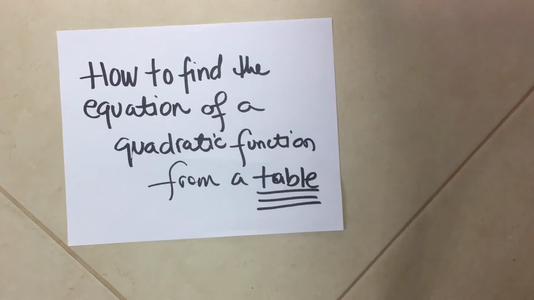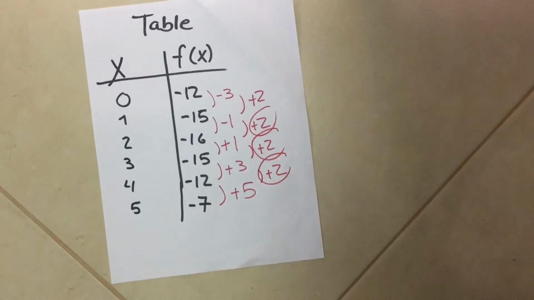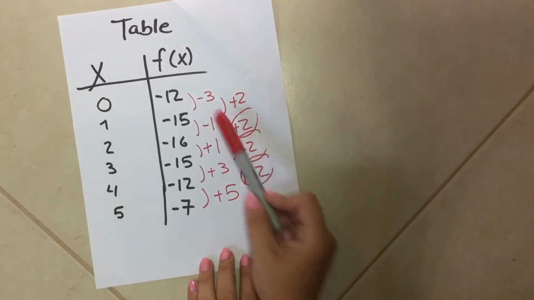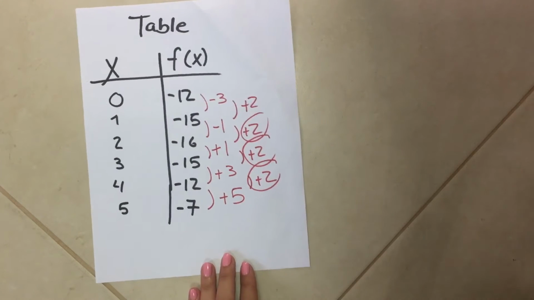Our next objective is how to find the equation of a quadratic function from a table. So for starters, let's look at our table. As I talked about in the first video, we need to find our first and second differences, which will help us find our quadratic function.